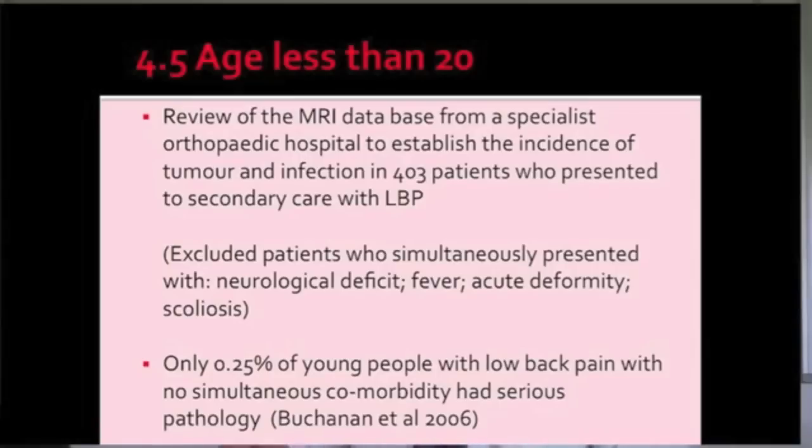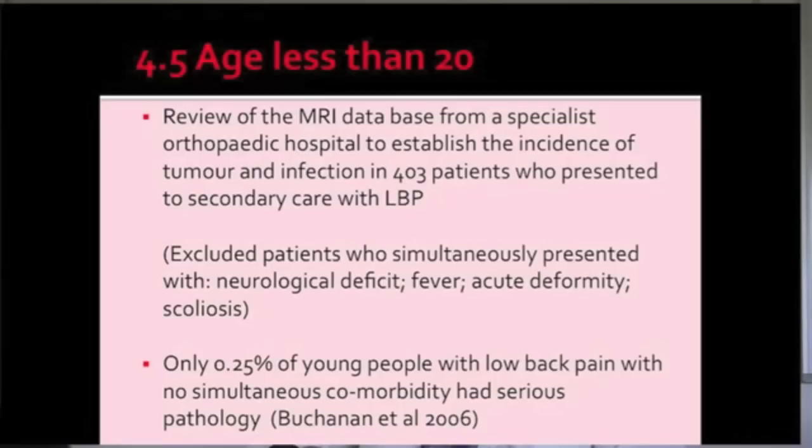Another study which was similar in that it looked at a specific and isolated red flag was the study by Buchanan et al. 2006, where they investigated whether age less than 20 may or may not be a red flag. They reviewed the MRI database from a specialist orthopaedic hospital to establish the incidence of tumour and infection in 403 patients who presented to secondary care with low back pain. Interestingly, they excluded patients who simultaneously presented with neurological deficit, fever, acute deformity and scoliosis.